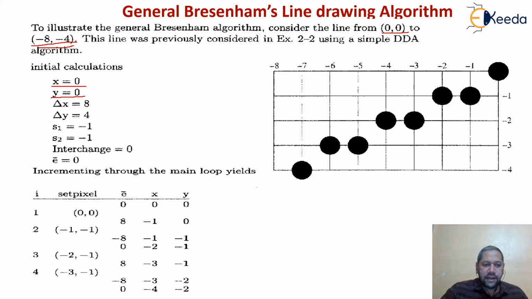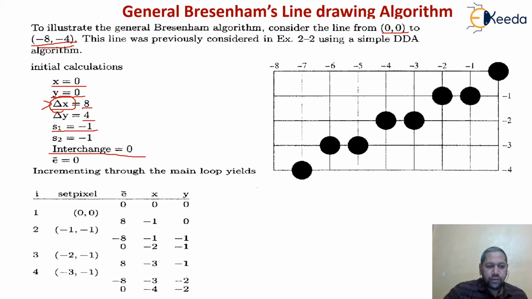What is my delta x? x2 minus x1, so it will be -8 minus 0, and because we have also used the absolute function, absolute of x2 minus x1, my delta x is 8. Delta y is 4. Which one is greater? In this particular case, delta x is greater than delta y. So what will happen? The interchange value will be 0. Interchange 1 indicates dy is greater, so here the interchange value is 0.